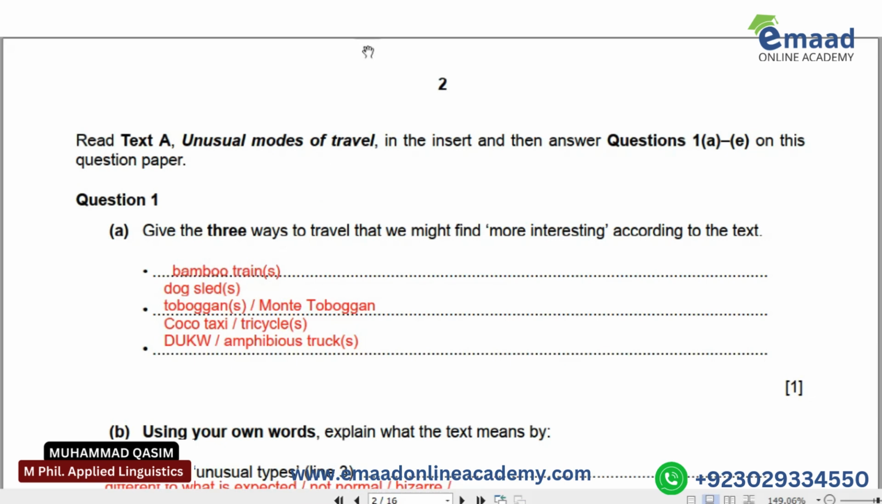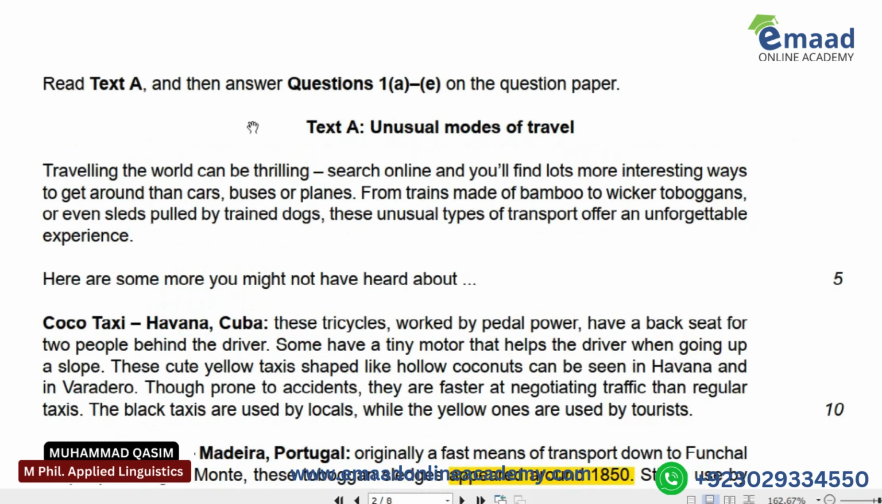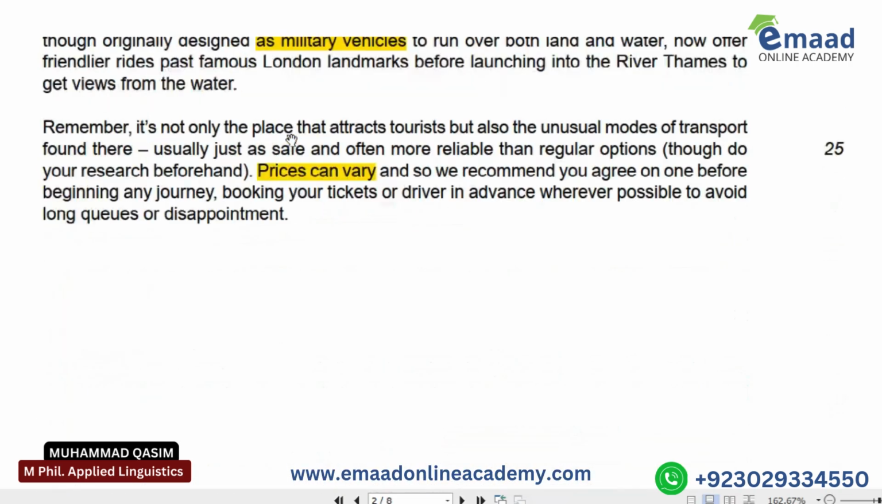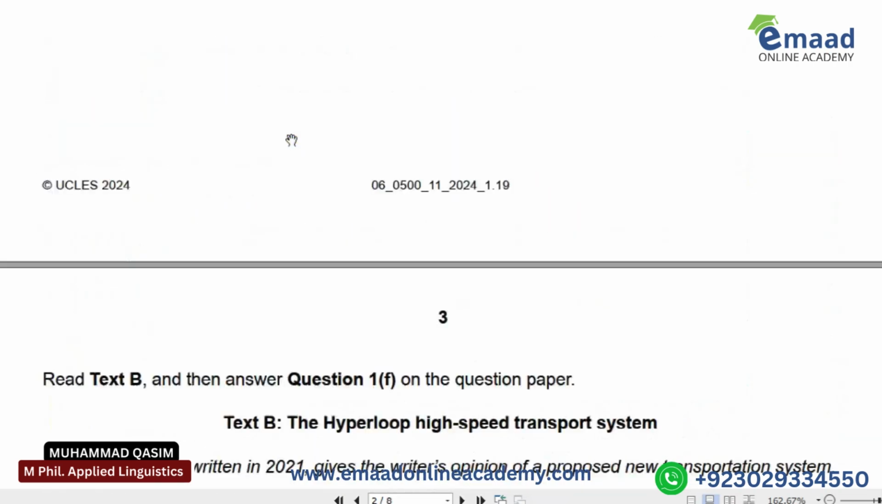First you need to pause. You can get the reading insert from me. You can just WhatsApp us at Imad Online Academy or visit our website www.imadonlineacademy.com. You can contact us in any way to get this reading insert. If you don't have it, first read this complete reading insert and also look at the question paper, and then let's solve it together.